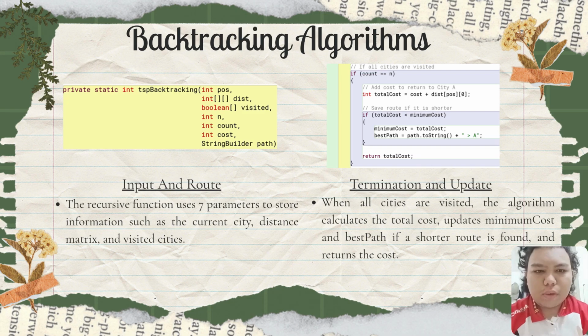Next is input and route. This uses 7 parameters to store information such as the current city, distance matrix, and visited cities. And the next one is termination and update. When all cities are visited, the algorithm calculates the total cost, updates the minimum cost and best path if a shorter route is found, and returns the cost.